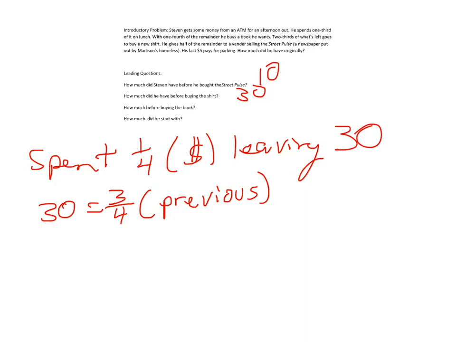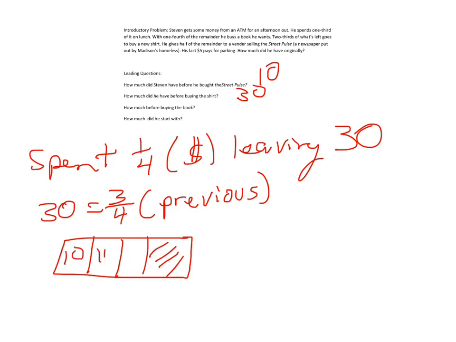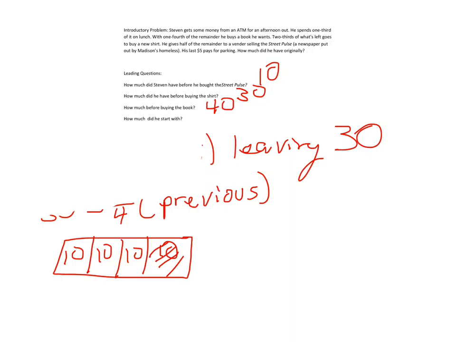Or, for those who don't like algebra, again, the picture does it very nicely. I take what I had before buying the book. Since I spent 1/4 of it, I'll divide it into 3 equal sections. I spend 1/4 of it, and the $30 I have left is split amongst these 3 equal sections, so these must be 10 each. So this one must be 10 also, which means that before buying the book I had 40.